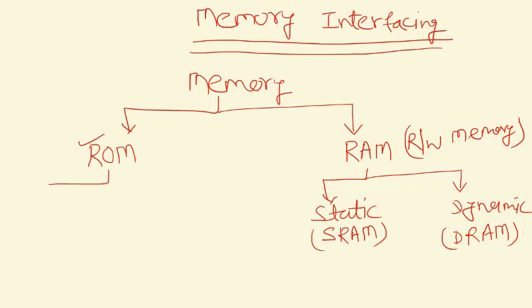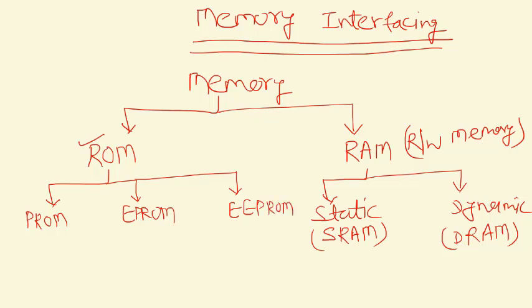ROM you can divide. Basically ROM is PROM, programmable ROM, and EPROM, and this is electrically erasable PROM, programmable ROM. So this is also erasable, but in this case we use UV rays to erase the content of this memory, and here we use the electrical signal to erase the content of this memory.